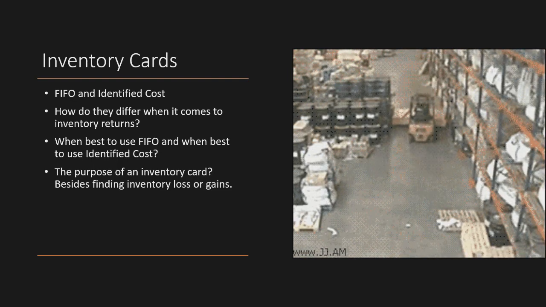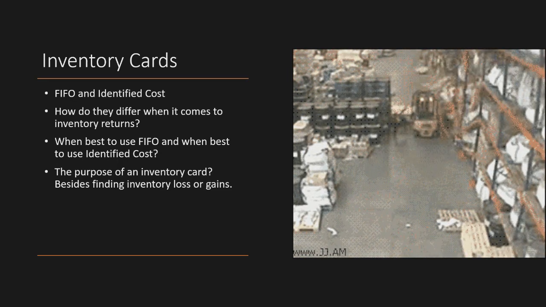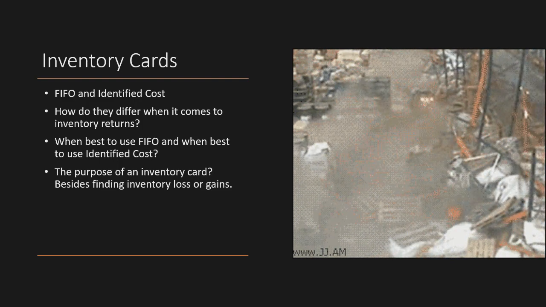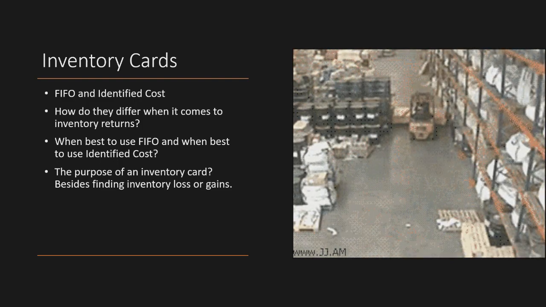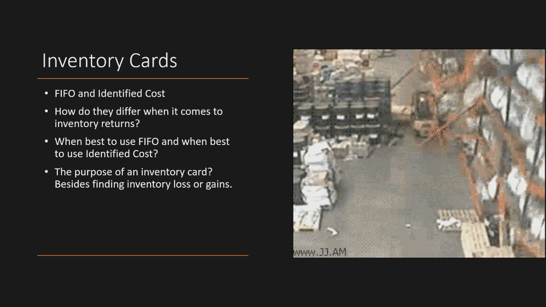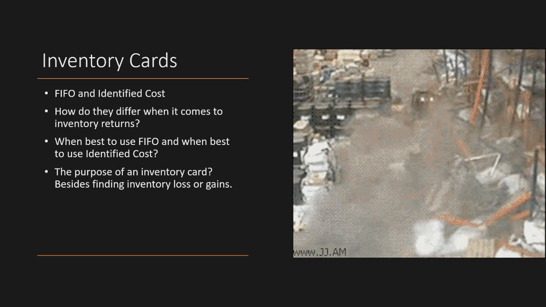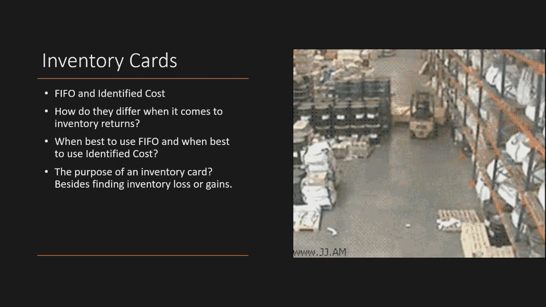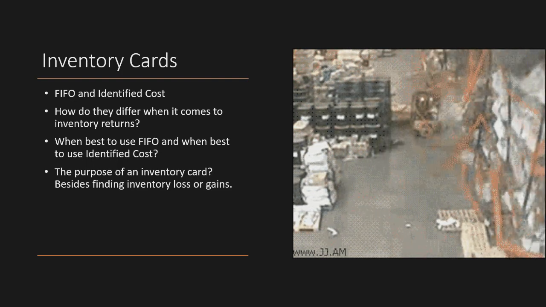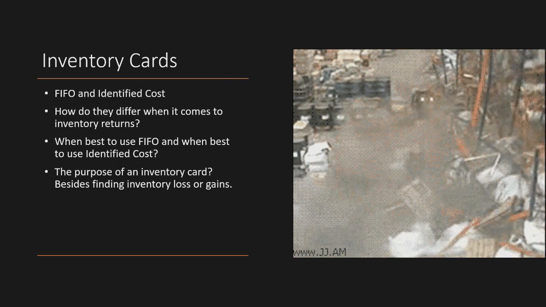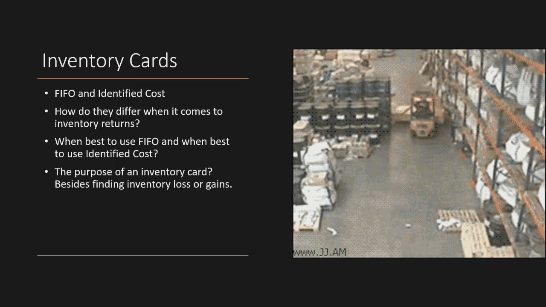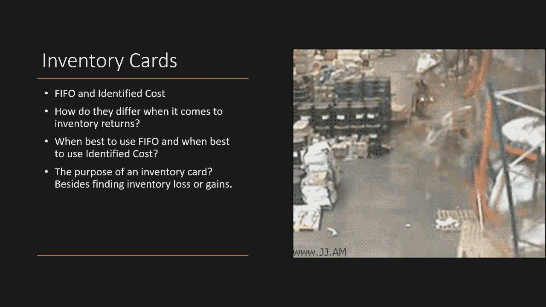Also, you need to know when best to use FIFO and when best to use identified cost. The best way I can explain this is FIFO is the lazy approach to doing accounting. It's quick, easy, but the con is it's not as accurate. Whereas identified cost is a very accurate representation of what's coming in and out of the business, so the reports will be fantastic. But the consequence of using identified cost is it's very time consuming.